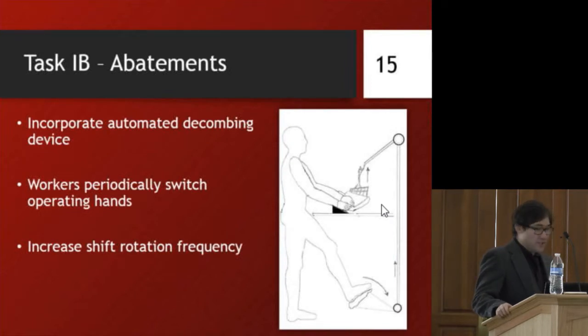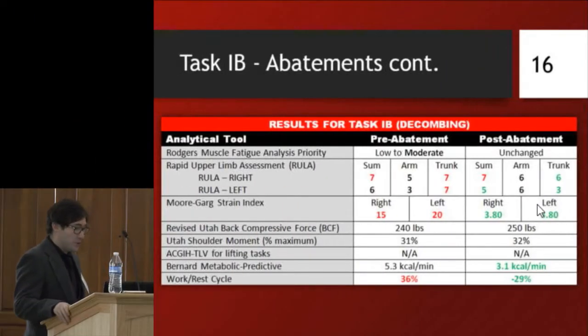Our abatements here were to incorporate an automated decombing device, as well as a suggestion that the workers periodically switch operating hands, and finally an increase in shift rotation frequency. Looking at our task hazard abatement worksheet again, the Rula and Moore-Garg strain index and work rest cycle once again identified this task as hazardous. After the implementation of our abatements, every single value with the exception of the cumulative Rula score significantly decreased and is no longer hazardous.